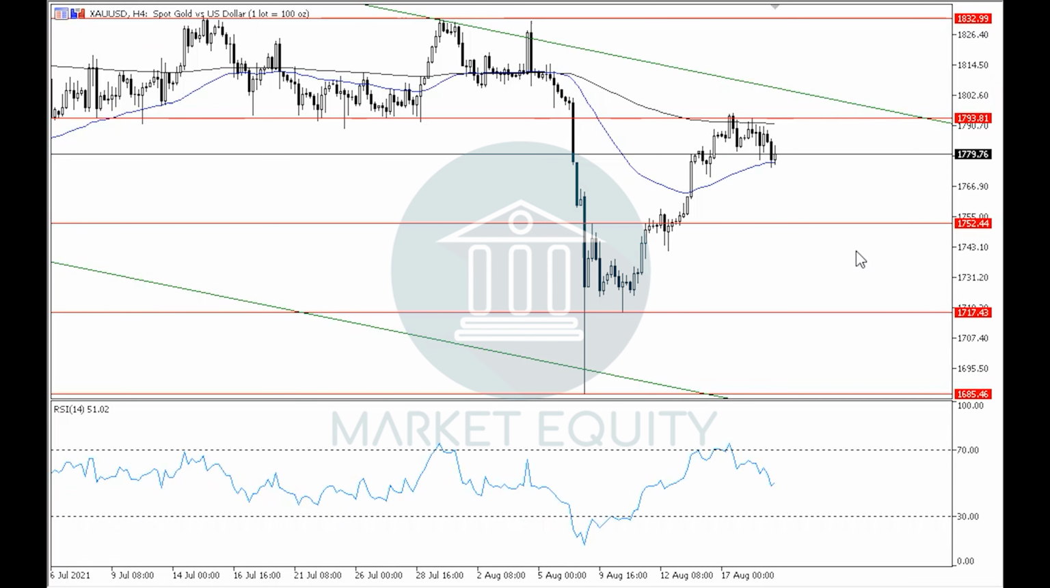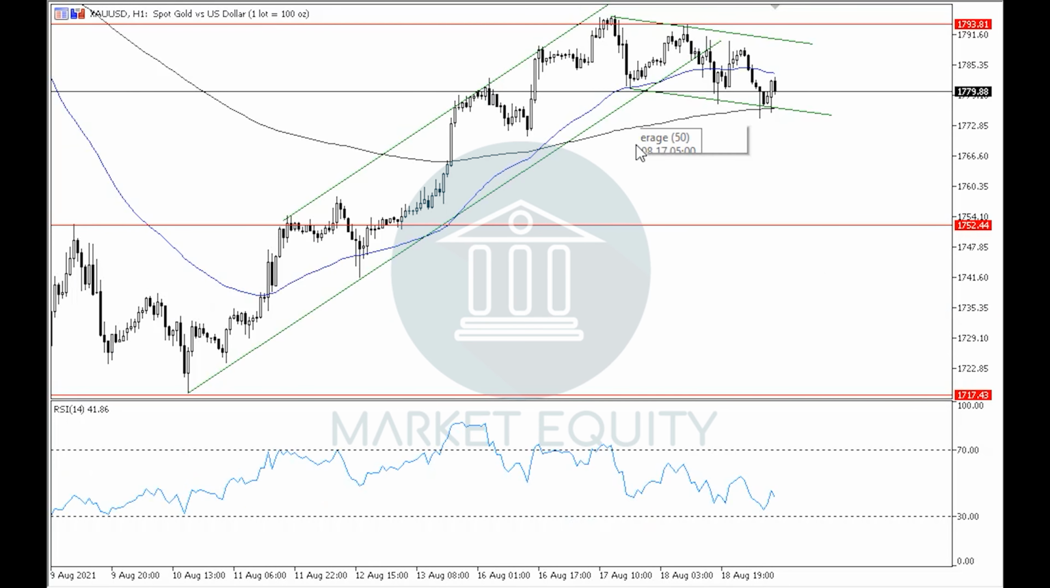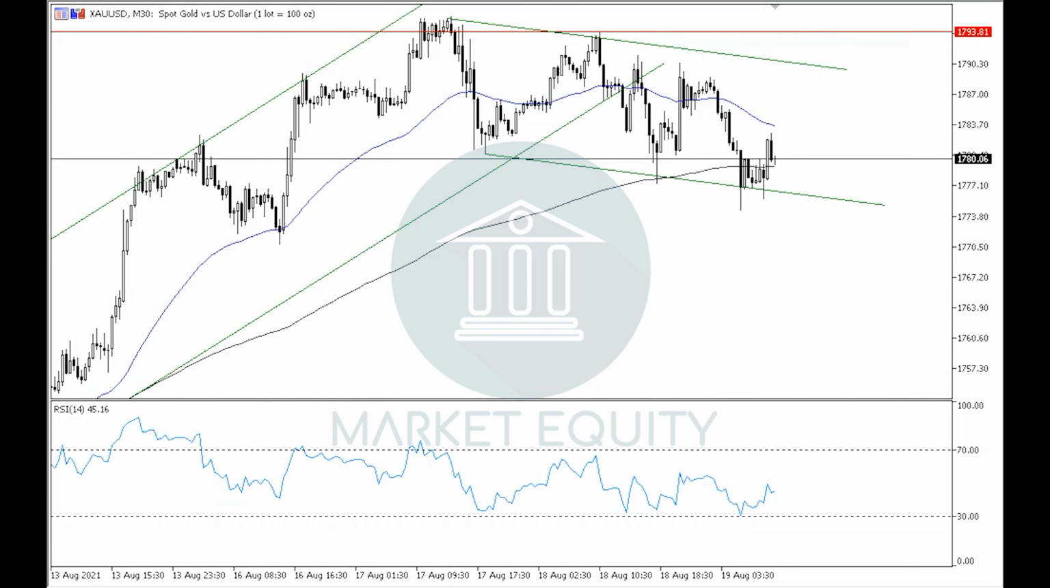In the previous videos, we were waiting for the gold to break down through the lower boundary of the upwards channel in the 1-hour time frame, or breaking down through level 1780 in order to continue with the downtrend in the 4-hour time frame or on the daily time frame. The gold broke down through the lower boundary of the upwards channel in the 1-hour time frame, where it is currently being traded around the lower boundary of the downwards channel that it formed in the 1-hour time frame as well as the 30 minutes time frame.